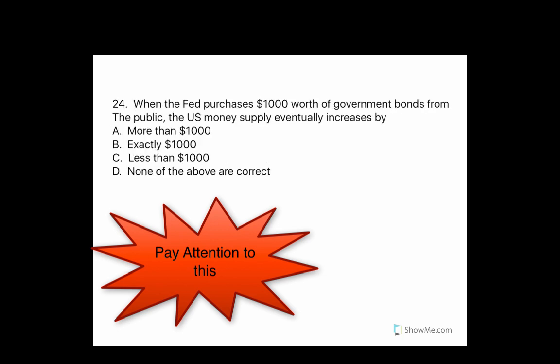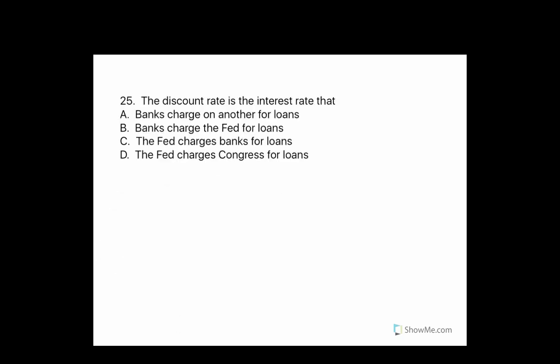Okay, so when the Fed purchases $1,000 worth of government bonds from the public, the U.S. money supply eventually increases by, just like from the previous question, something more than $1,000, right, because of that money multiplier idea. When they put $1,000 out in the economy, someone will spend that money, and someone else will be on the receiving end of that, deposit it, then they can lend it out again, and someone else will spend that money. So that multiplier effect is the reason why that $1,000 worth of government bonds purchased will lead to an increase in the money supply of greater than $1,000.